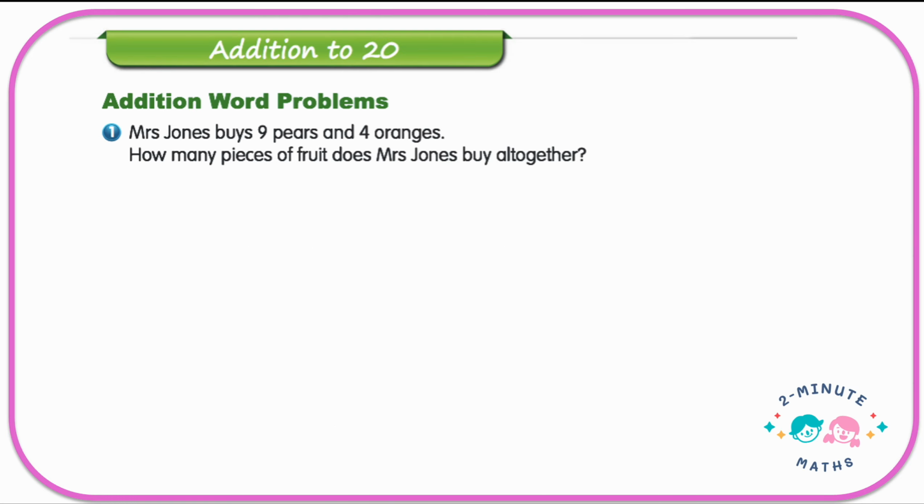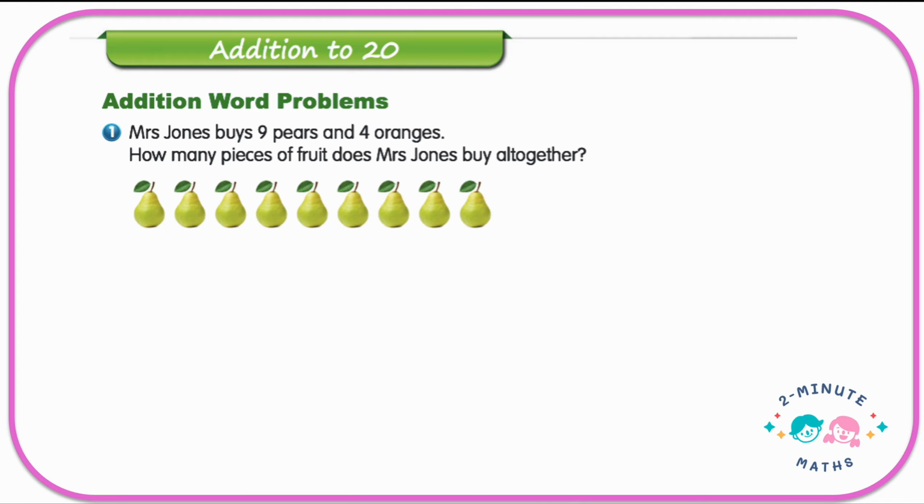So the word problem goes: Mrs. Jones buys 9 pears and 4 oranges. How many pieces of fruit does Mrs. Jones buy altogether? Okay, so we read the problem as a whole and then we try to draw the given, if we can. So Mrs. Jones buys 9 pears, so we'll draw the 9 pears. And oranges, just so the students know what the problem is all about.